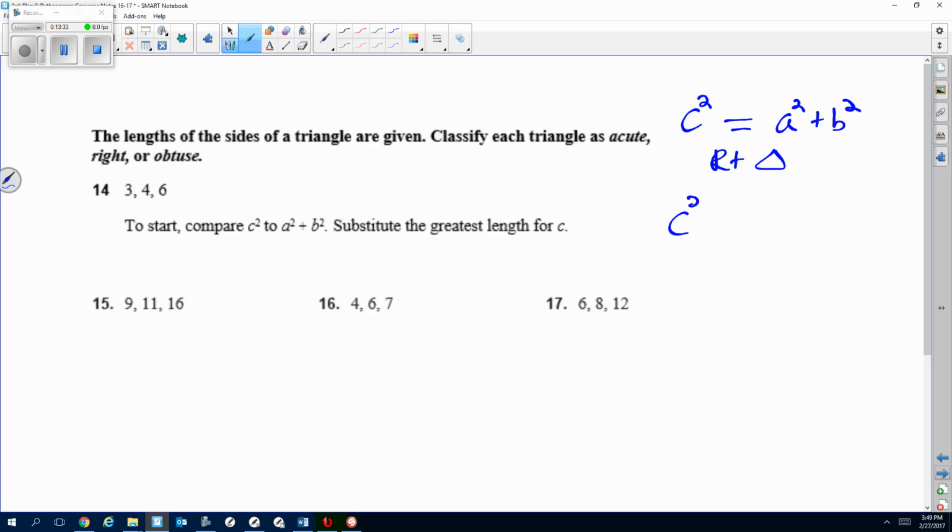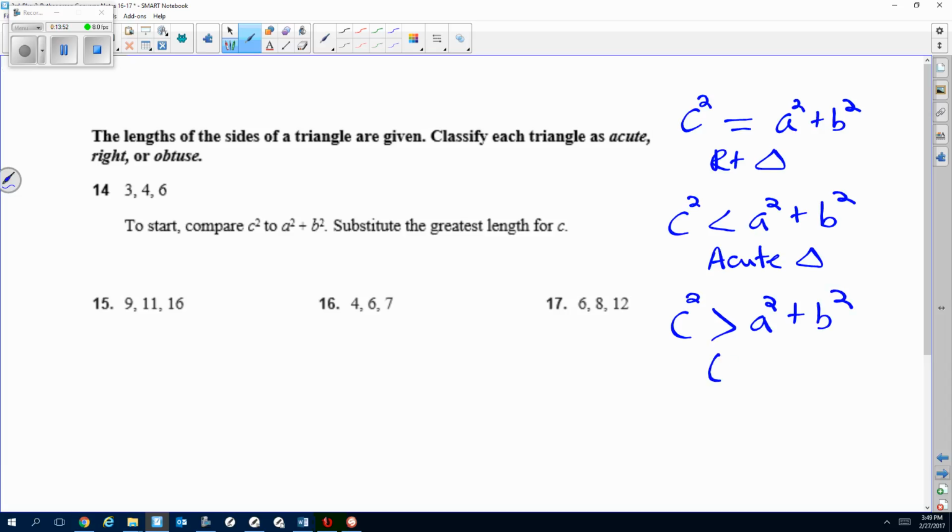If c squared is less than a squared plus b squared, then what type of triangle do we have? Great job. Acute. If you said acute, you're absolutely right. You have an acute triangle. And if c squared is greater than a squared plus b squared, then we would have an obtuse triangle. So that's what we're doing. We're comparing our hypotenuse squared with the sum of the other two squared.